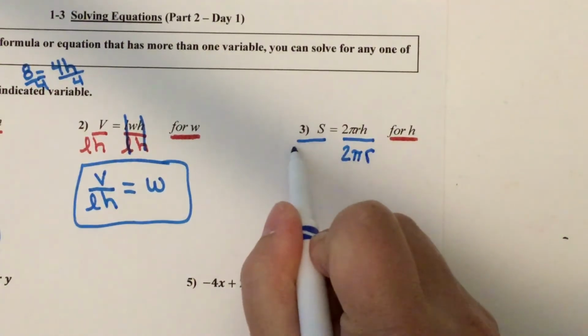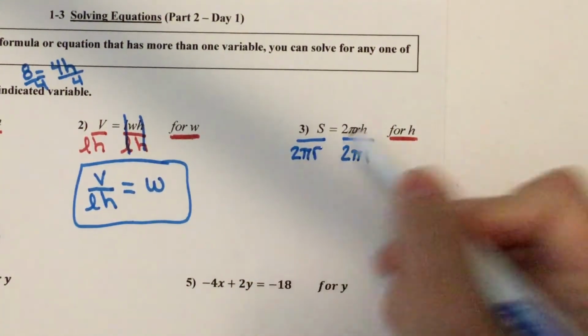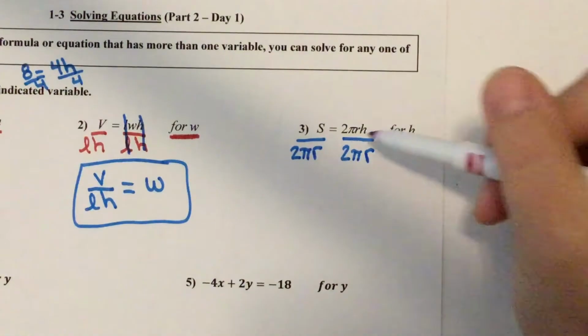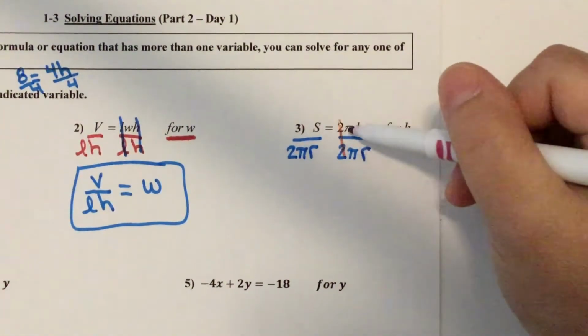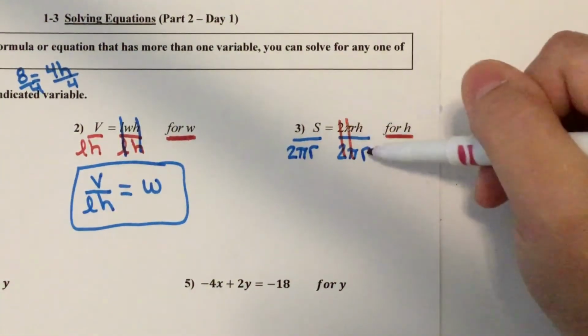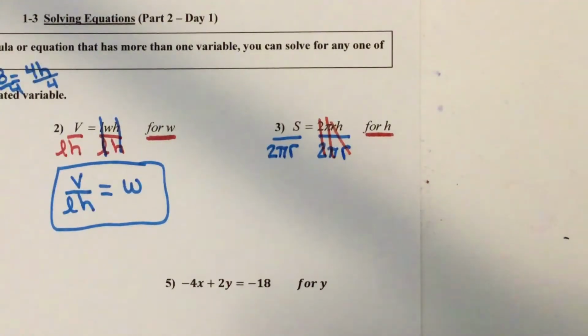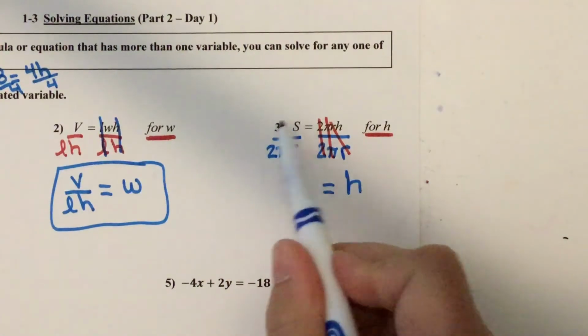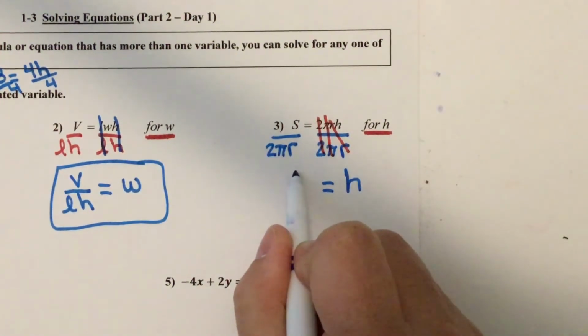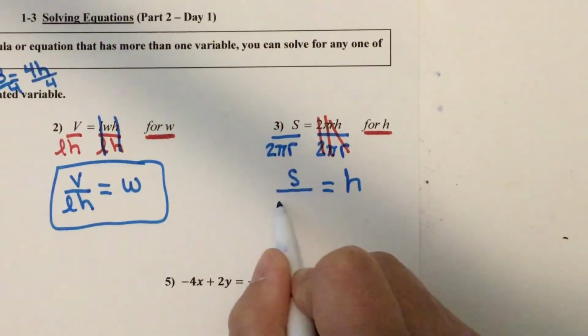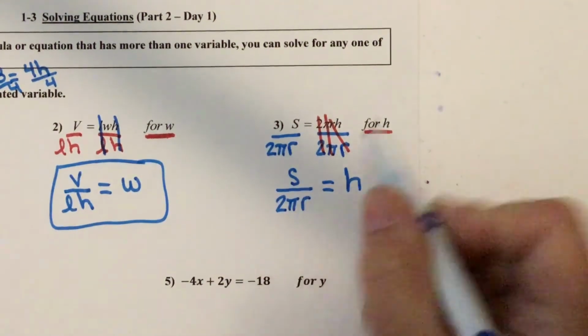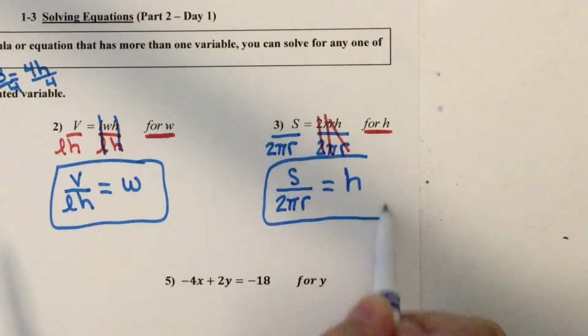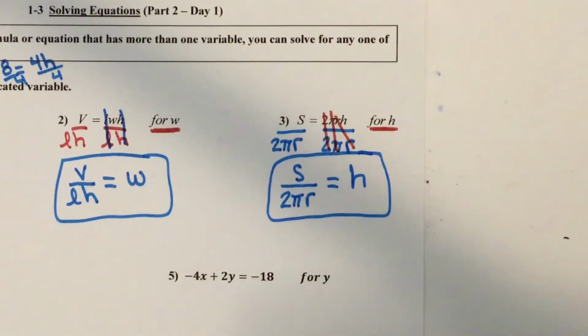And if I divide the right side by 2 pi r, I'm going to divide the left side by 2 pi r. And then 2 divided by 2 is 1. Shoop. Pi divided by pi is 1. Shoop. R divided by r is 1. Shoop. All I'm left with is h. And then I can't actually divide any of this mess, so I'm going to leave it. S divided by 2 pi r. And that's my answer. What do you think? The first 3 weren't so bad.